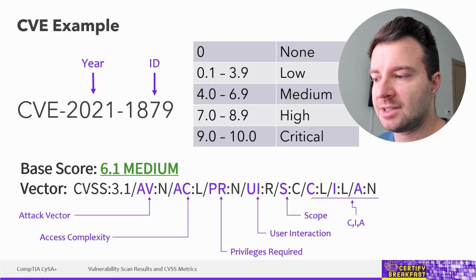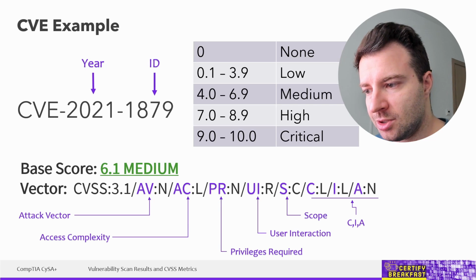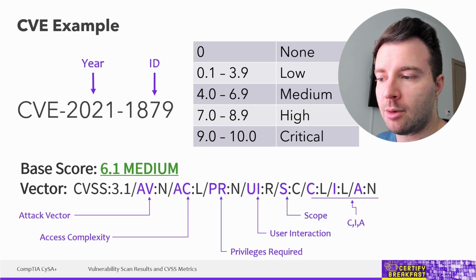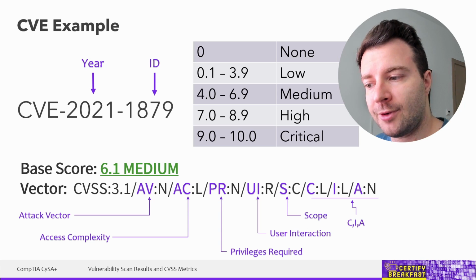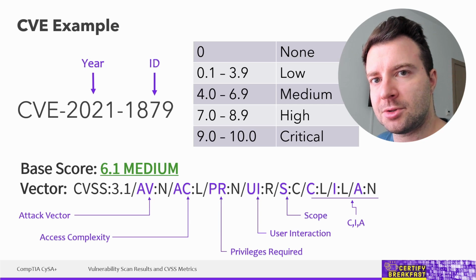So for example, the attack vector, the attack or access complexity, how many privileges are required to conduct an exploit, how much user interaction is required, what is the scope of that vulnerability, and also how the CIA triad is affected, that is confidentiality, integrity, and availability. So let's see what these metrics actually mean.